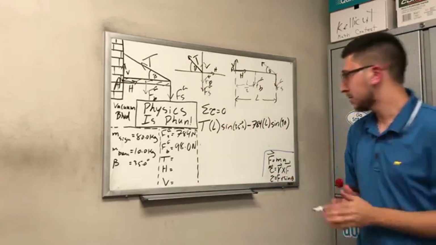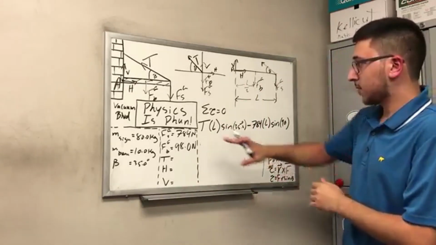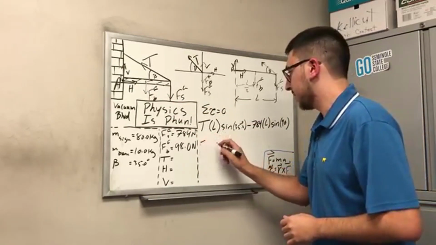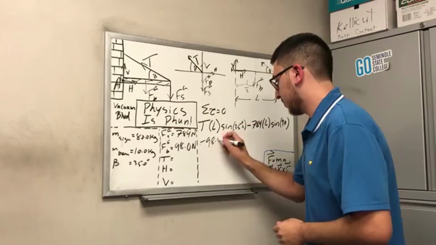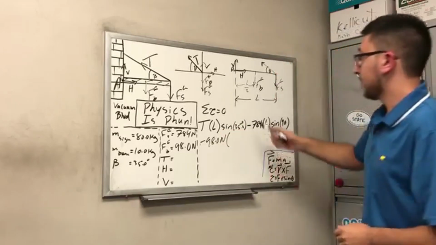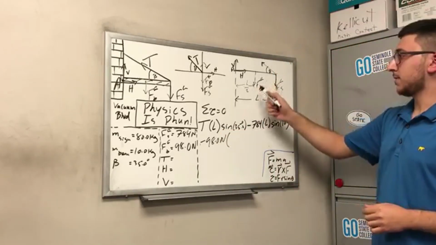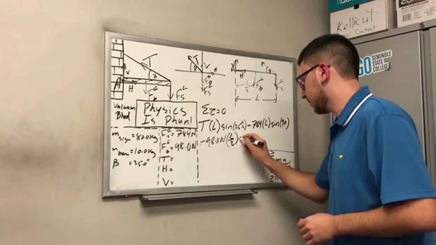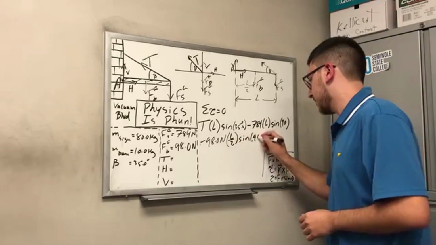Got it. Good question. So our next force is the force of gravity for the beam, and that's going to be 98.0 newtons. Now the distance is L over 2 because it's in the center. So L over 2 sine 90.0.